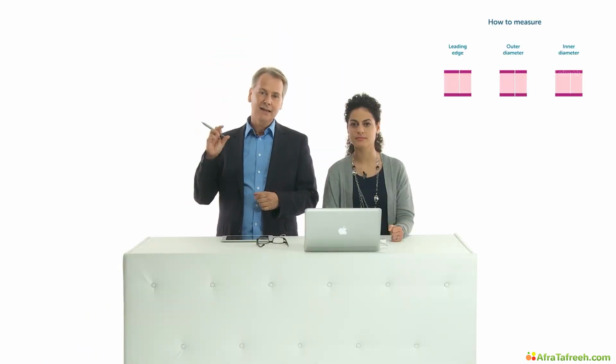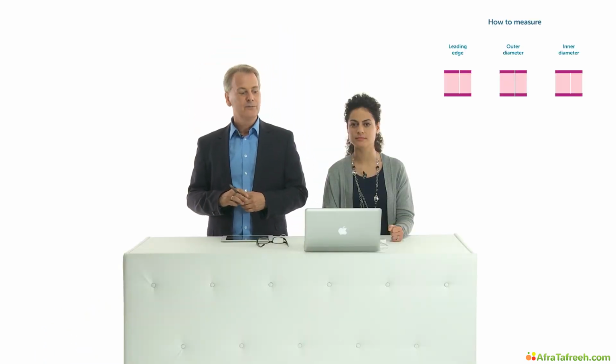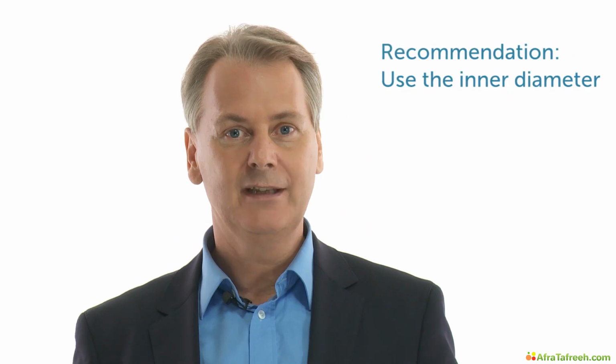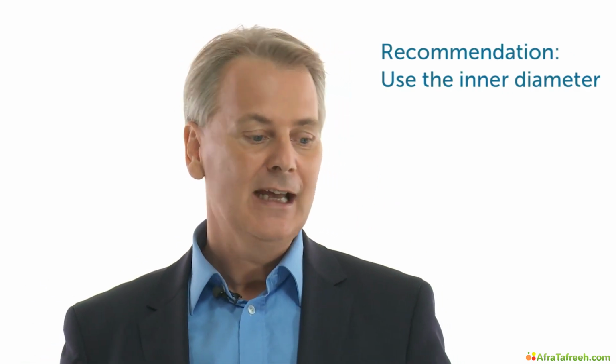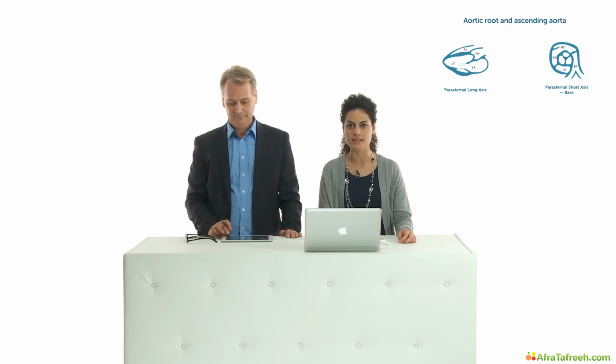So what I think is the best way to do it is to use the inner diameter, because with the inner diameter you will get a little bit less diameter than with leading edge, and it correlates better with the CT measurements. But the parasternal view is not the only one to see the aortic vessel and valve.